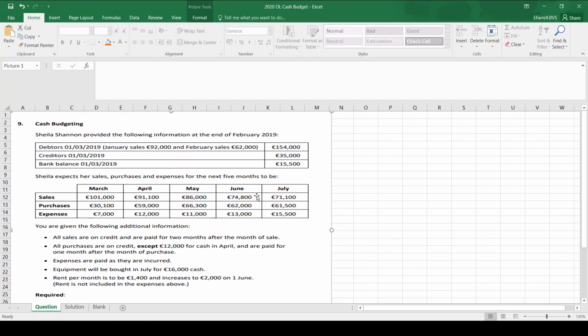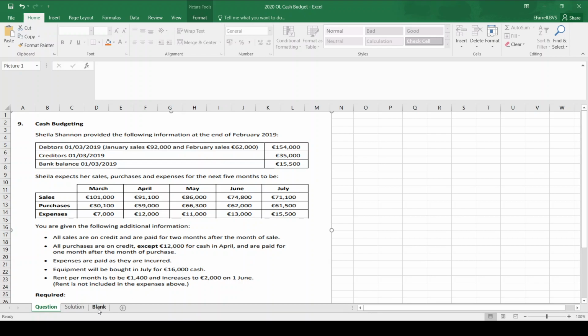Okay, because we're not asked for a balance sheet, it's laid out slightly differently. If we were asked for a balance sheet, it would give us more assets and liabilities at the start. But because we're only doing the cash budget, all we need are the debtors and creditors at the start of March, and the bank balance at the start of March. Then it gives us sales, purchases and expenses from March to July. And then we're given some additional information in the bullet points.